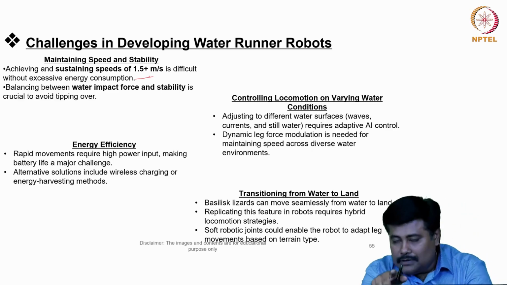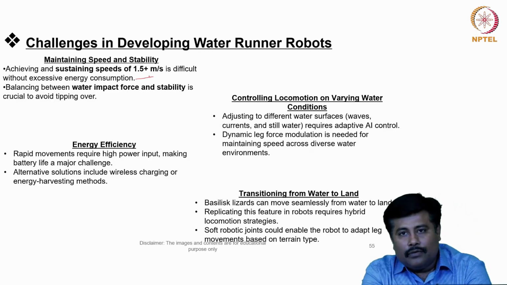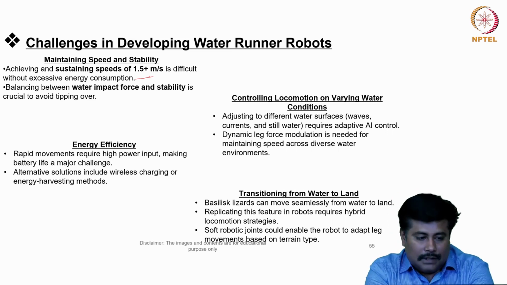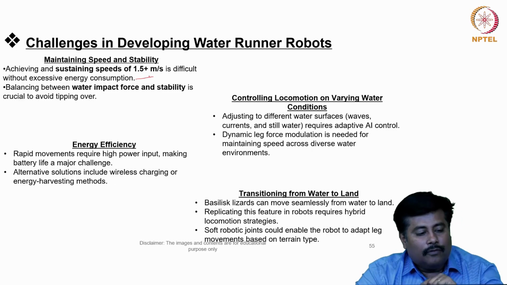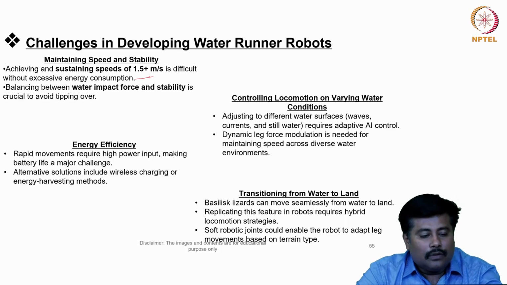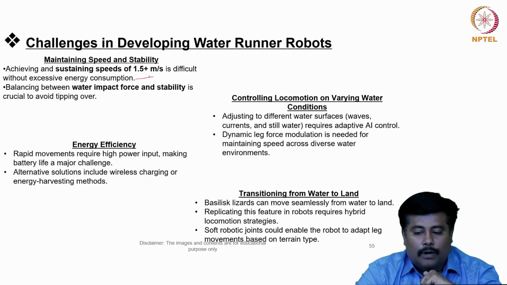So, at the expense of energy consumption, we may need to have control over the sustaining speed. It is used for balancing between the water impact force and the stability, which is crucial to avoid tipping over.